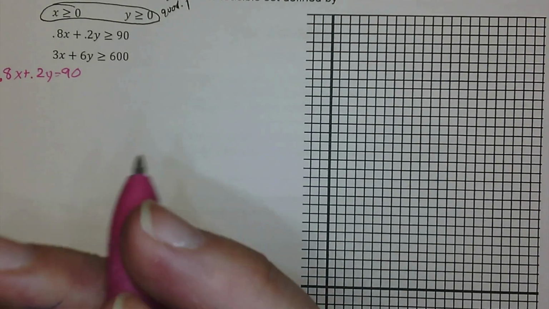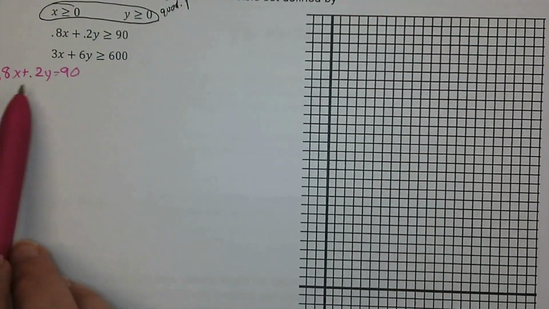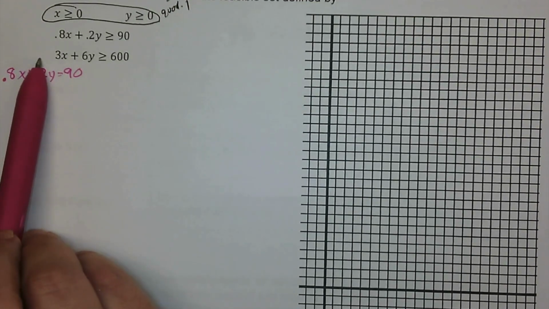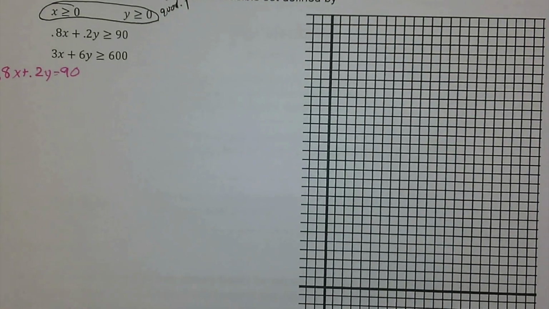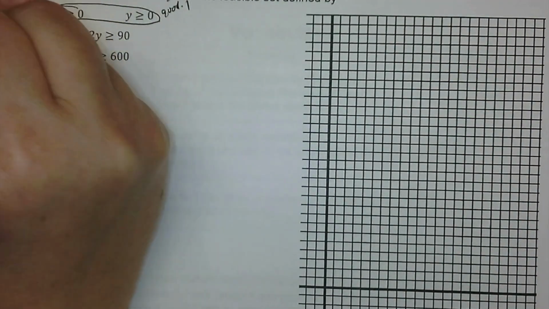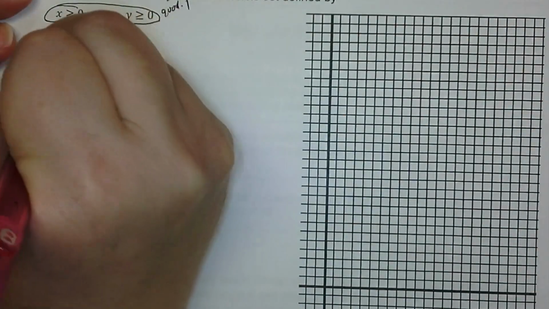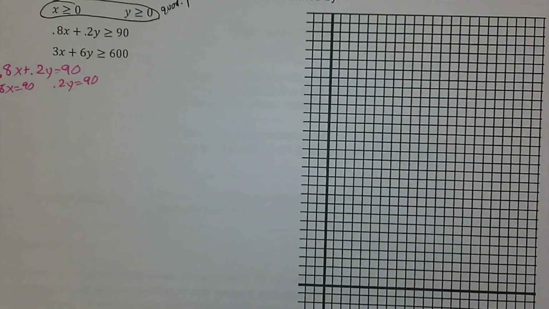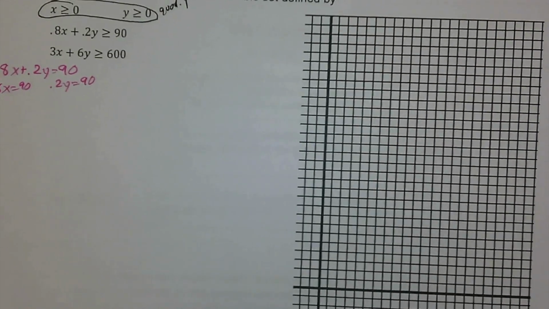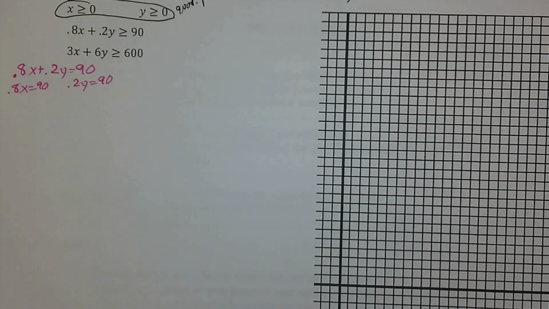Okay, let's see here. 0.8x plus 0.2y equals 90. So cover up 0.8x, and 0.2y equals 90. Now, I'm writing this one down because this is a little outside of my comfort zone for solving in my head.